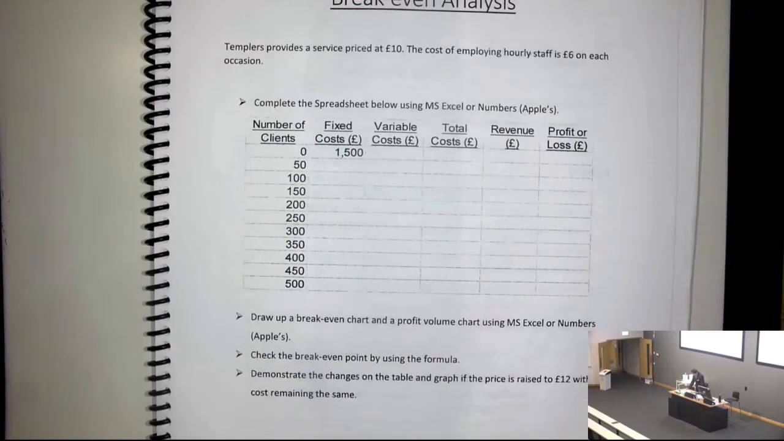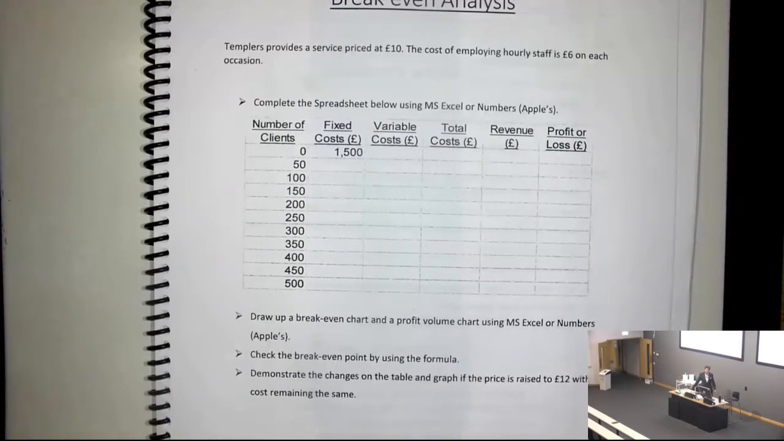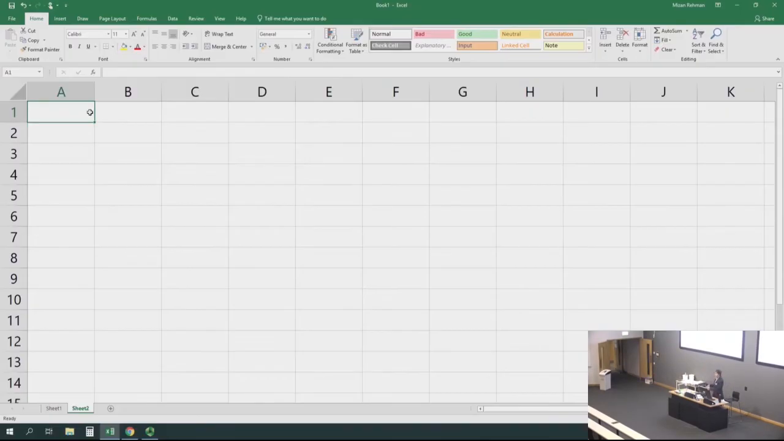And then we have this data. I'll go through these when I actually make this table on Excel. Draw up a break-even chart and a profit volume chart using Microsoft Excel or Numbers. Check the break-even point by using the formula. And demonstrate the changes on the table and graph if the price is raised to £12 with the cost remaining the same. So let's do this. So this is not just learning the technical management accounting stuff, but also learning the Excel. Number of clients.